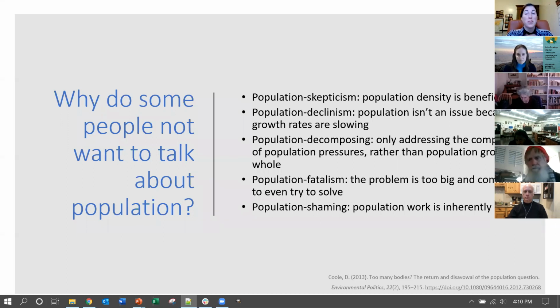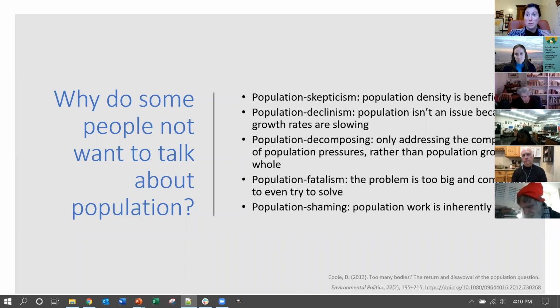So before talking about how to talk about population, I think it's worth looking at why some people don't want to talk about population. And it's not a one size fits all. There's a lot of different nuances as to why people don't want to talk about it as well. And these categories come from Diana Kuhl's article, Too Many Bodies, the Return and Disavowal of the Population Question. We'll share a link to that article as well, because I think it does a really good job of explaining this and is a good starting point.